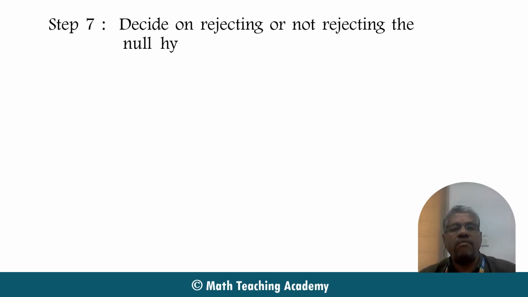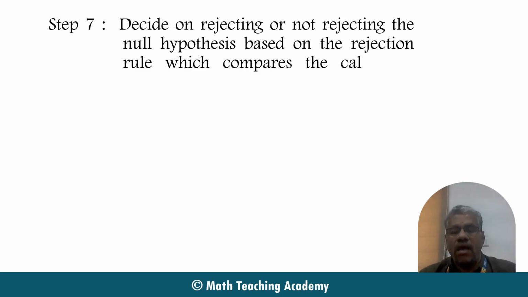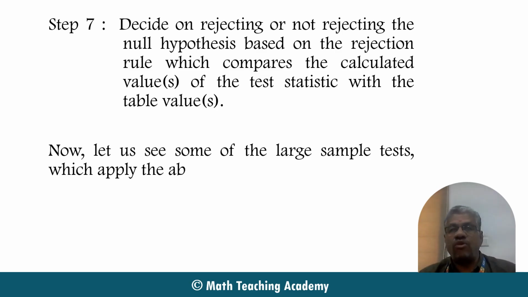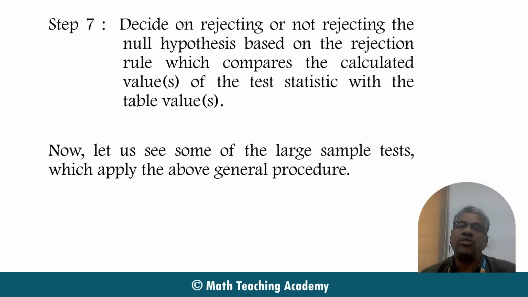Now step 7, we'll have to decide the hypothesis, whether H1 will be accepted or not, or H naught will be accepted or not, according to the tabulated value and calculated value. If the calculated value, that is, in step number 4 we have got a value using the formula, called the calculated value, is less than the tabulated value, then we'll have to accept H naught, that is the null hypothesis. Otherwise, we'll have to reject the null hypothesis and accept the alternate hypothesis. Now we'll move on to a sample problem and solve it.